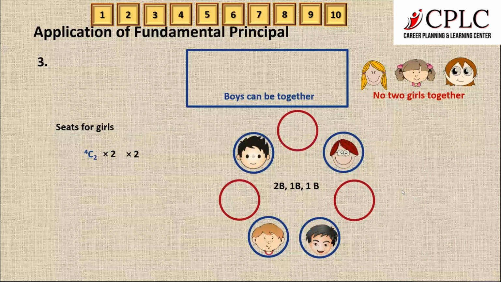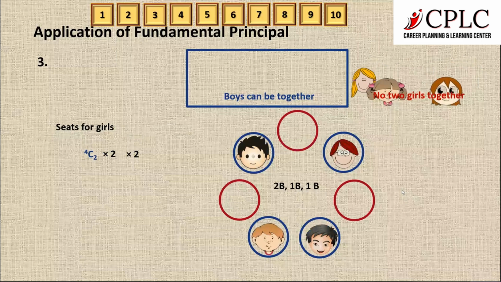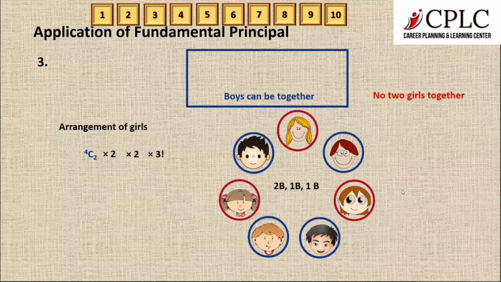Now let's make the girls sit. So girls can sit in this way. So the arrangement of girls is done, but girls can also sit in different orders. There are 3 girls, so they can sit in 3 factorial ways. So 4C2 into 2 into 2 into 3 factorial, that is 144, is the answer.